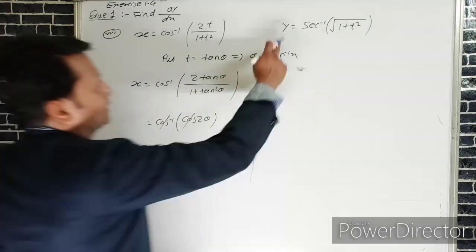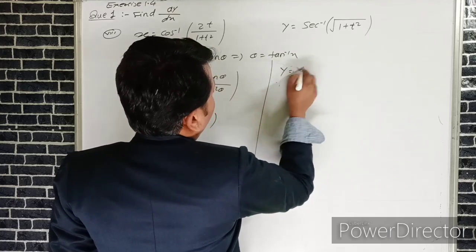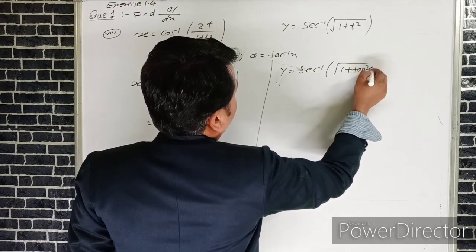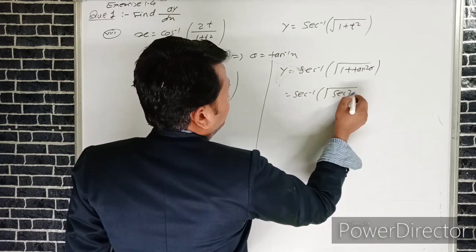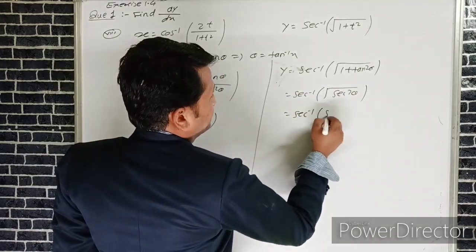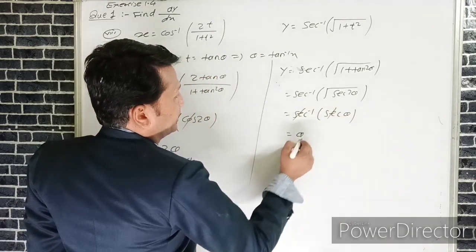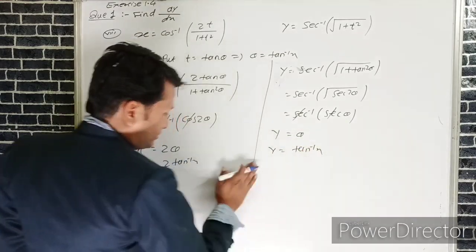Now again we write y = sec inverse of under root of 1 plus tan square theta. 1 plus tan square theta means sec square theta, and the under root of sec square theta means sec theta. Here sec inverse sec gets cancelled, and theta remains. So y = theta, which means y = tan inverse of t.